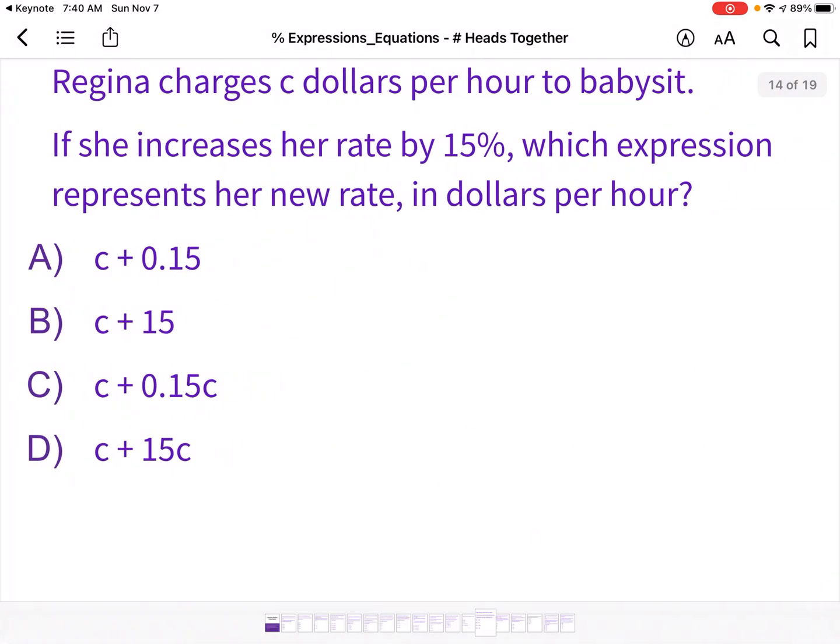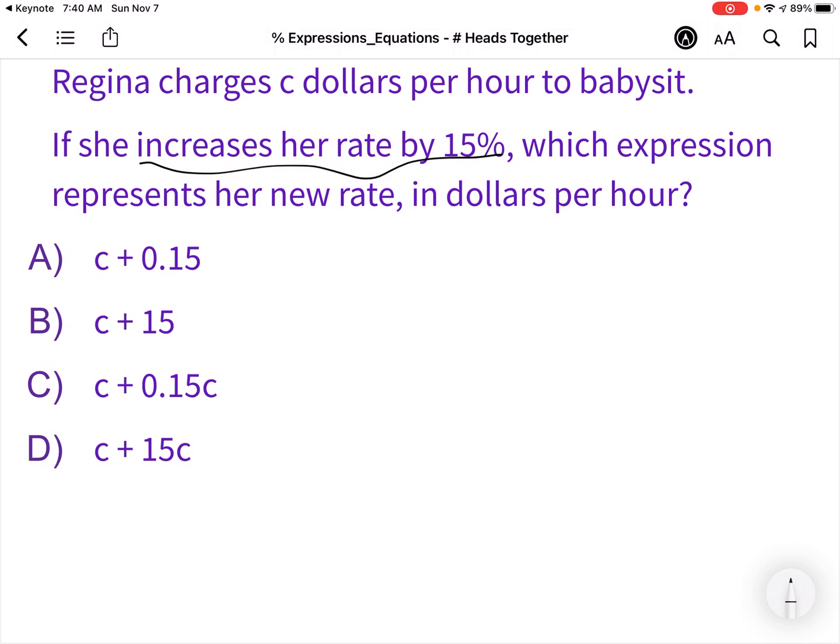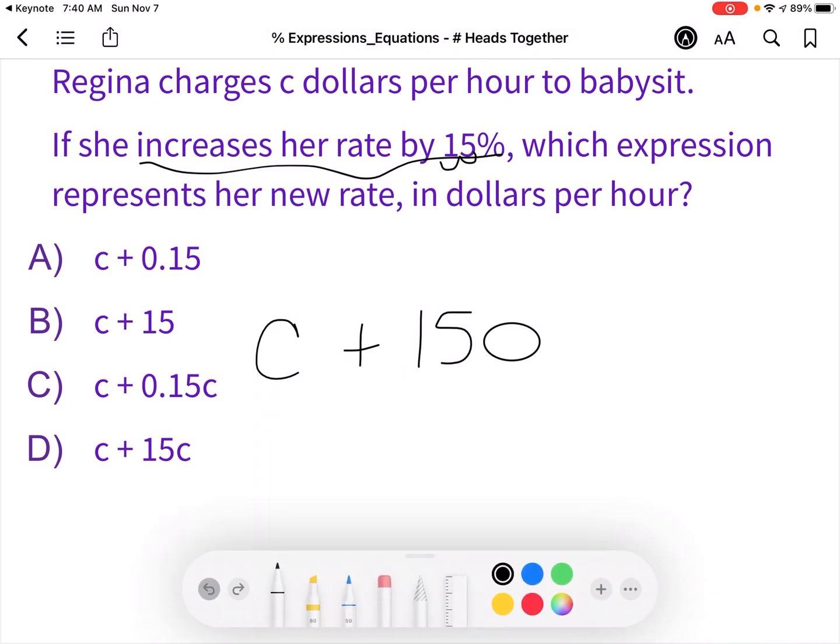Raina charges C dollars per hour to babysit. If she increases her rate by 15%, which expression represents her new cost per hour? So I'm increasing my rate by 15%. So C plus 15 times the cost. And remember, I've got to move that decimal 2 places. All right, so it should have been C.